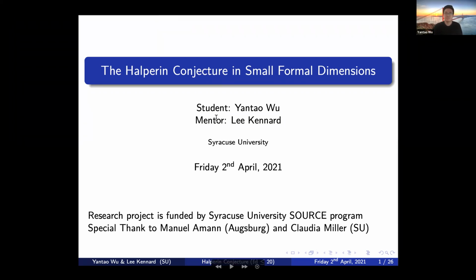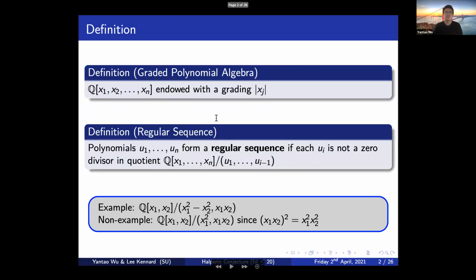So let me begin with basic definitions. We start with the graded polynomial algebra. It is just a polynomial ring, where we give any variable xj a grade, which we denote by two vertical lines with xj inside. It's not absolute value, it's just the grade or degree of xj.